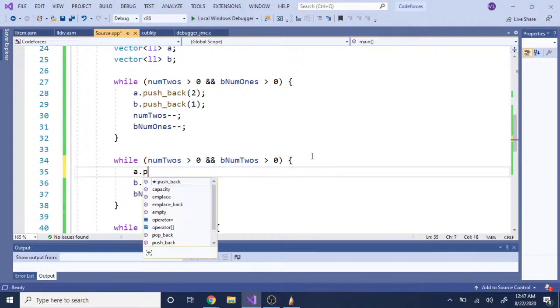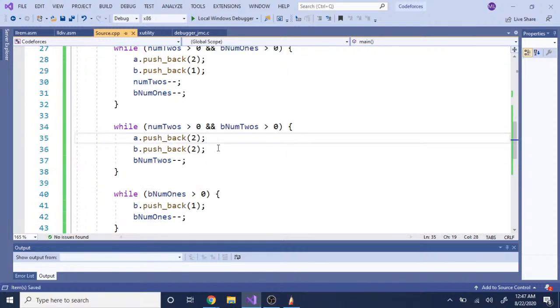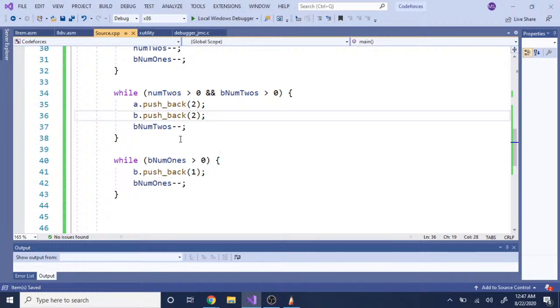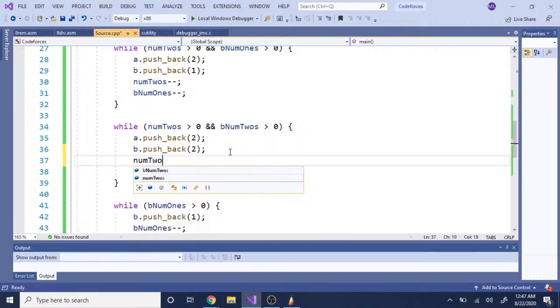So here I'm going to push back 2. For B, I'm going to push back 2 also. And then we'll push back 1 after that. So we could choose whatever at this point. So yeah, we'll have to do num2s minus.